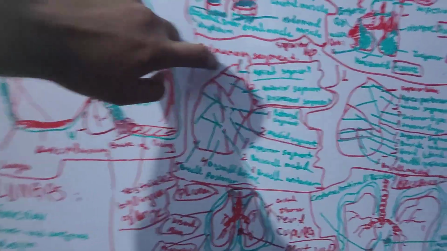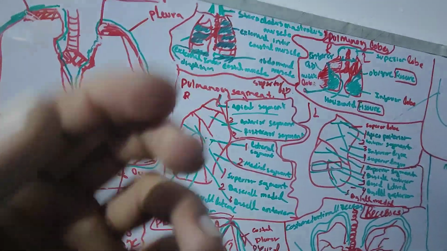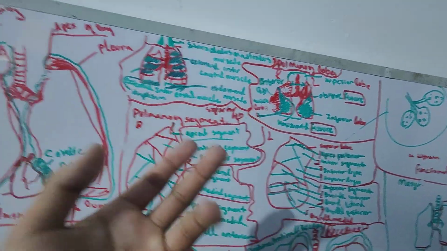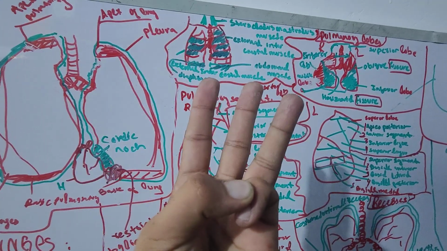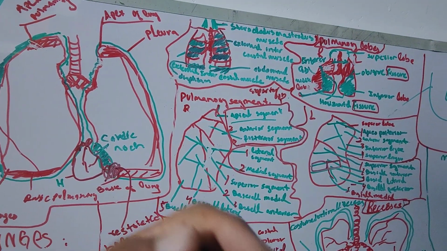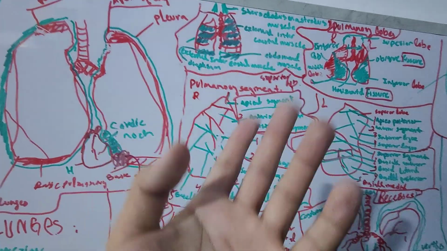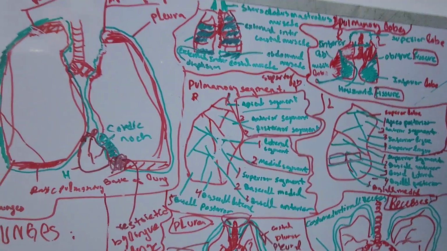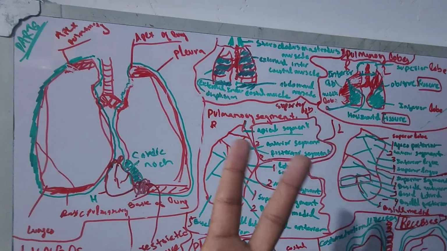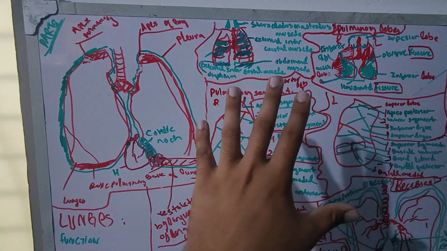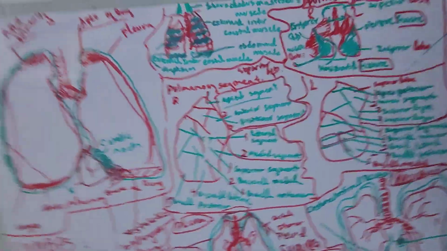The superior lobe of the right lung is divided into 3 segments. Then the middle lobe is divided into 2 segments. Then the inferior lobe is divided into 5 segments.